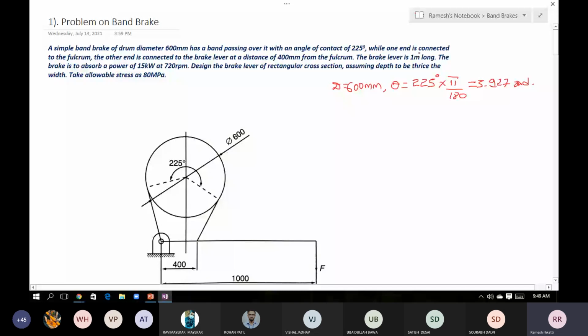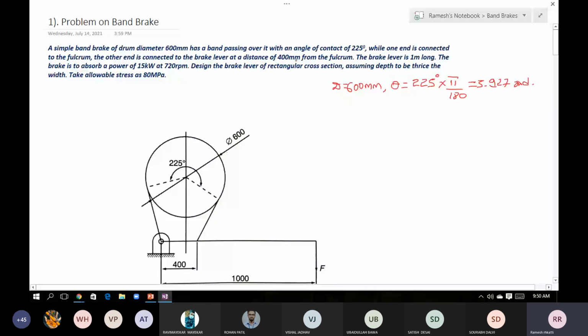The next: one end is connected to the fulcrum. Here you can see that one end is connected to the fulcrum. Actually, this figure is not given. You need to write the given data, after that you can generate this figure. One end is connected to the fulcrum, the other end is connected to the brake lever, at a distance of 400 mm.